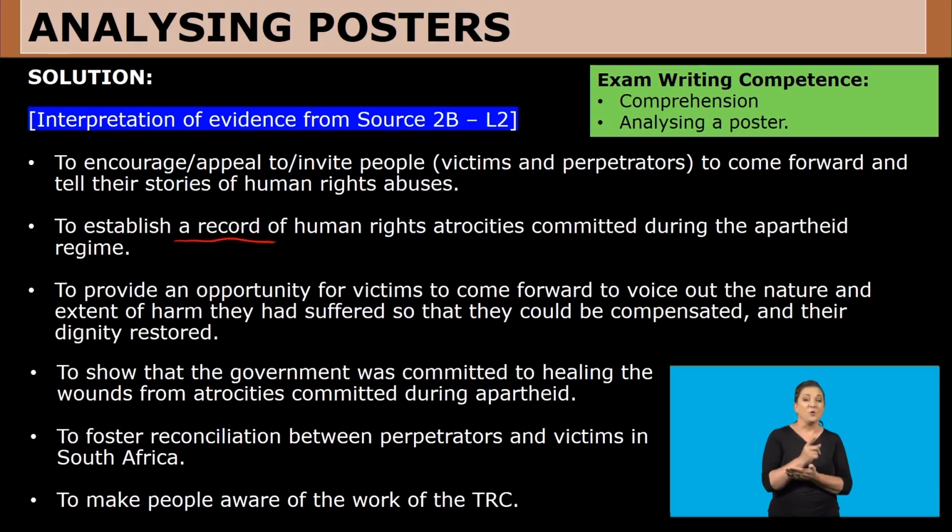atrocities committed during the apartheid regime, to produce an opportunity for victims to come forward to voice out the nature and extent of harm they had suffered so that they could be compensated and their dignity restored, to show that the government was committed to the healing of the wounds from atrocities committed during apartheid, to foster reconciliation between perpetrators and victims in South Africa, and to make people aware of the work of the TRC.